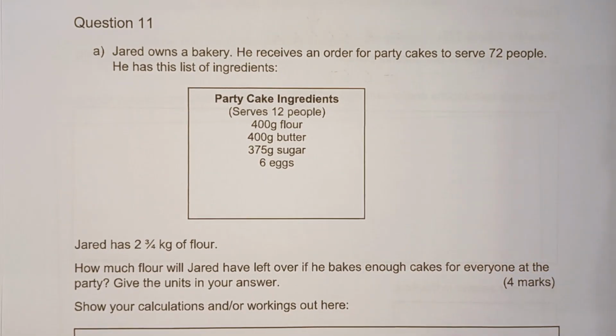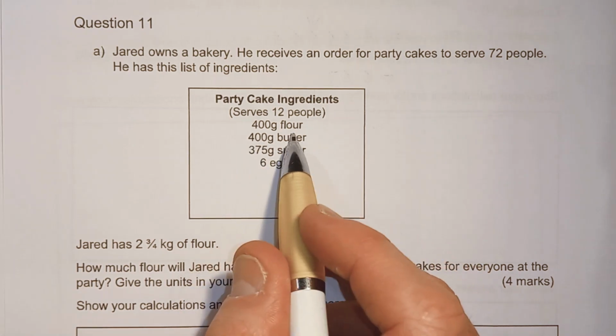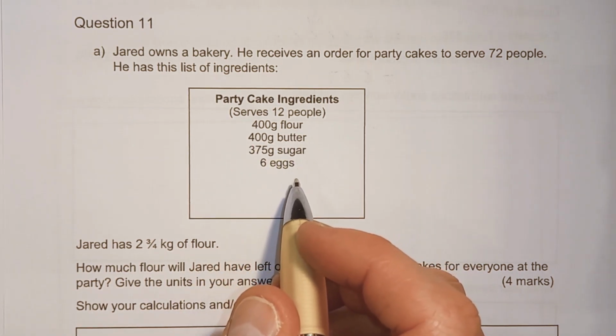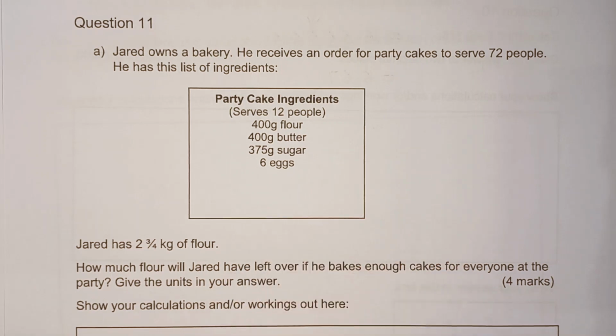Question 11. Jared owns a bakery. He receives an order for party cakes to serve 72 people. He has this list of ingredients. So we've got party cake ingredients, and this serves 12 people. So we've got 400 grams of flour, 400 grams of butter, 375 grams of sugar, and 6 eggs. Jared has 2 3/4 kilograms of flour. How much flour will Jared have left over if he bakes enough cakes for everyone at the party? Give the units in your answer. Show your calculations and or workings out here.